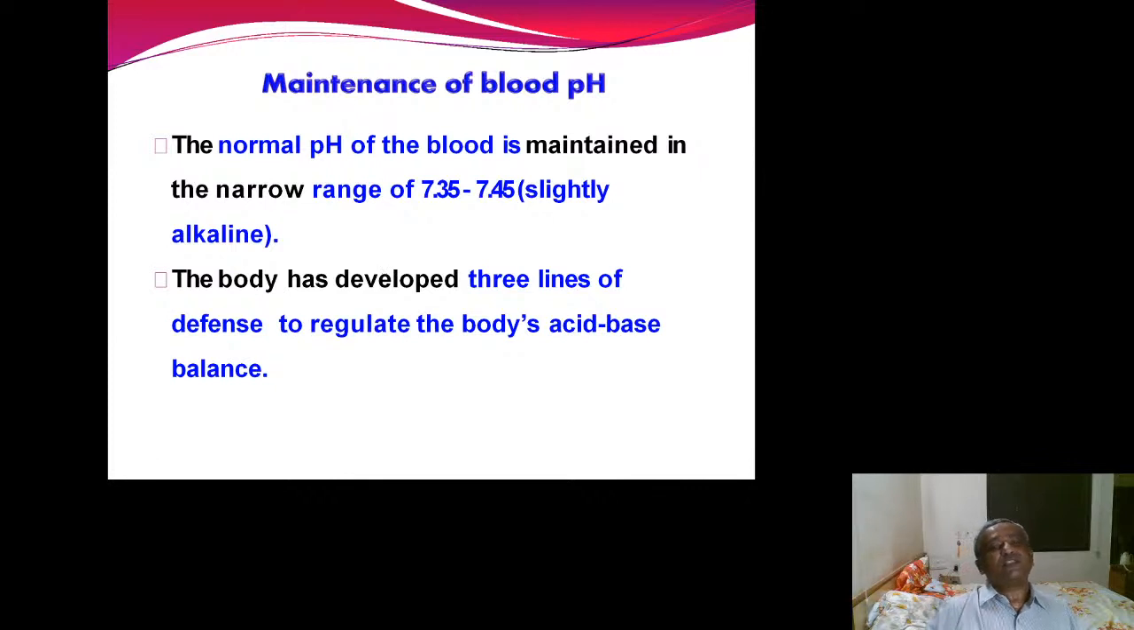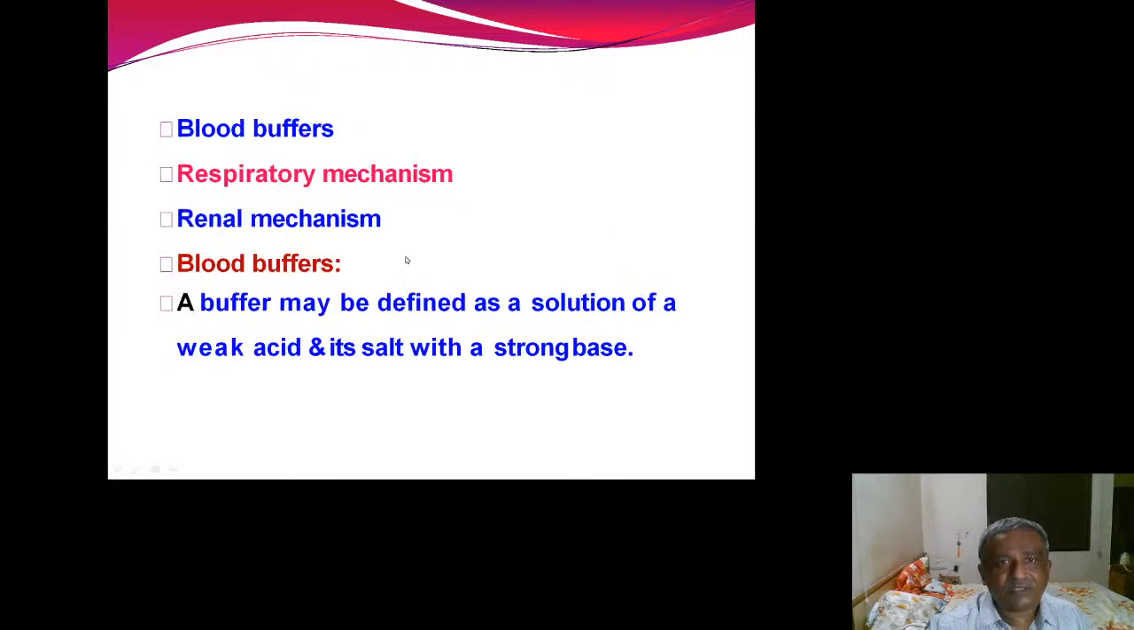Now, how is the pH maintained? The normal pH of the blood is 7.35 to 7.45 and neutral pH is 7. So the normal pH of the blood is slightly alkaline. The body has developed three lines of defense to regulate the body's acid-base balance. There are three mechanisms, three defense systems: the blood buffers, the respiratory mechanism, and the renal mechanism.